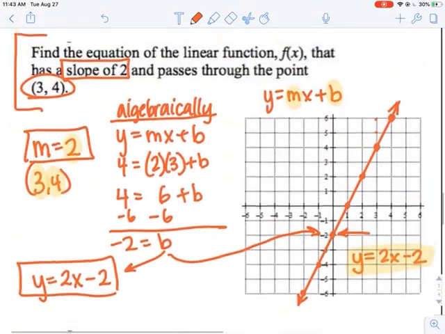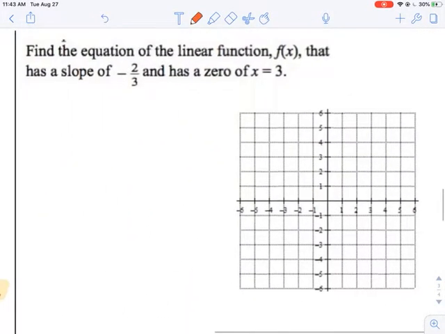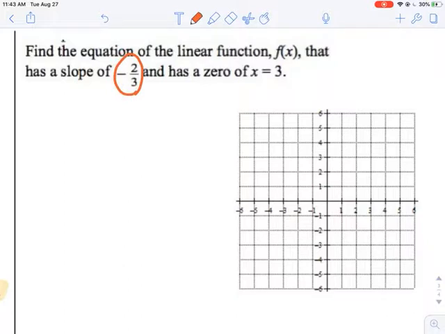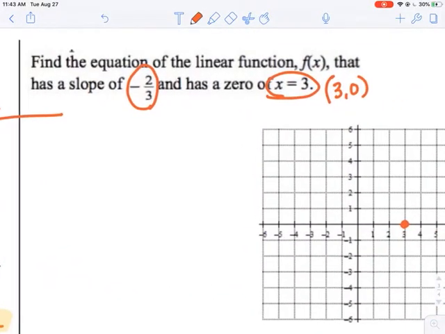So we have done it so far with a slope and a point. We have it with 2 points here. On the back, you'll see that they give us a slope and a zero. So in this case, they are telling us that our slope is negative 2/3, and I have a zero of 3. So they're really telling me I have a point there. If I have a zero at x equals 3, that means that I really have the coordinate point (3, 0). And so now this becomes very similar to the problem that we did here, where they gave us the slope and the point. We just had to turn it into a point.